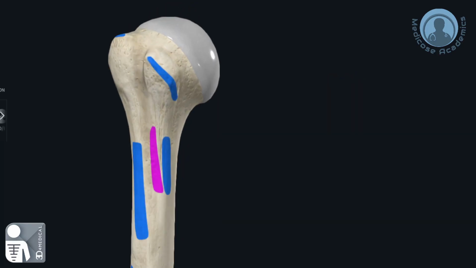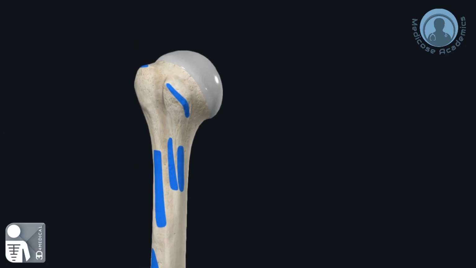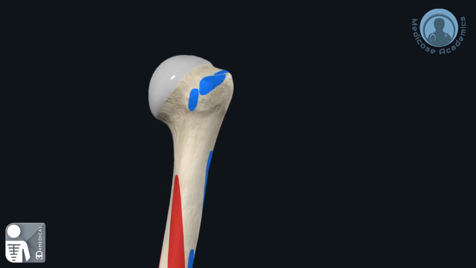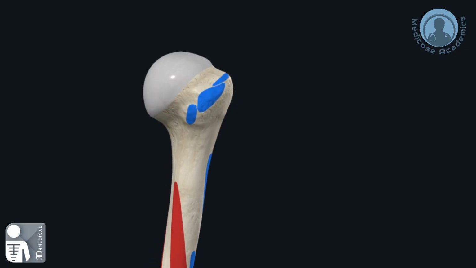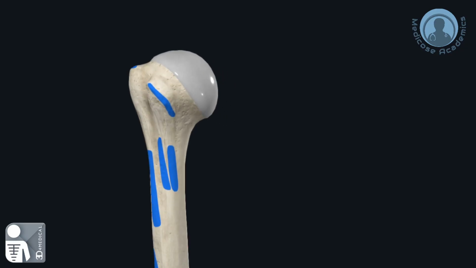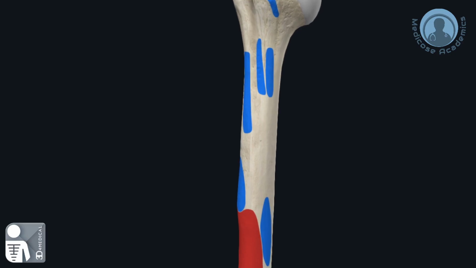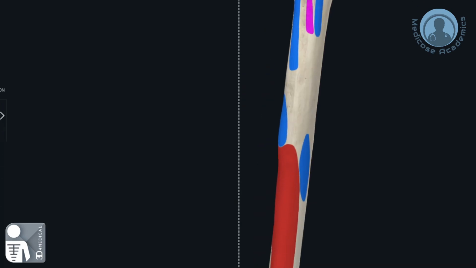So by now we have done 7 muscles. The rotator cuff muscles include supraspinatus, infraspinatus, teres minor, and subscapularis in front. Then the 3 muscles that were related to the bicipital groove: one on the lateral lip, pectoralis major, the medial lip, that was teres major, and the floor itself.